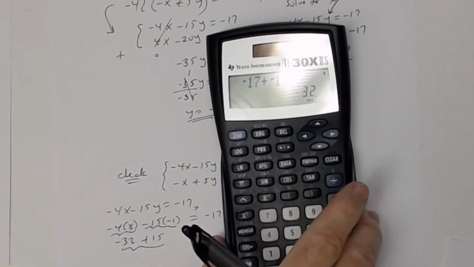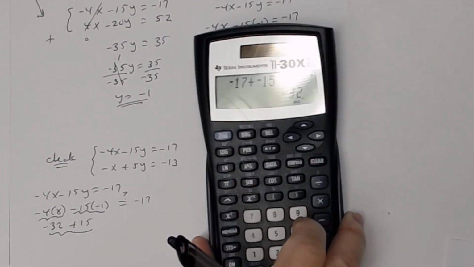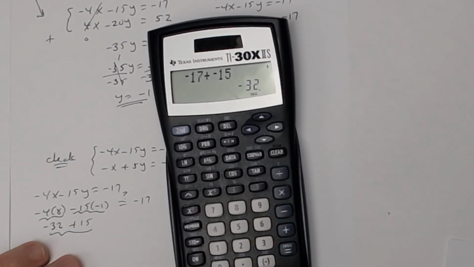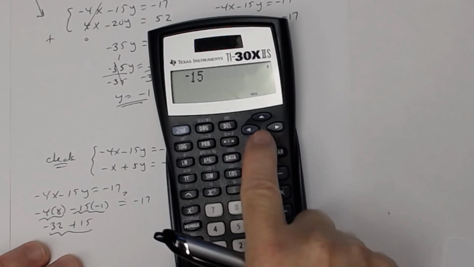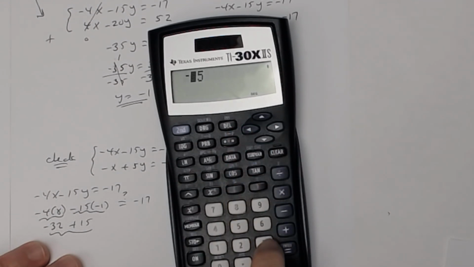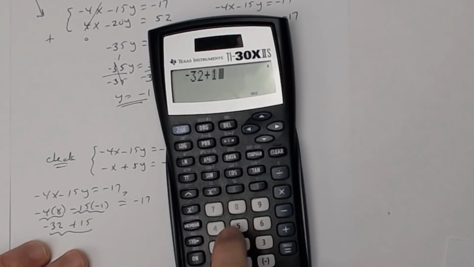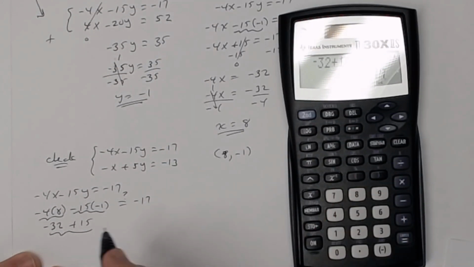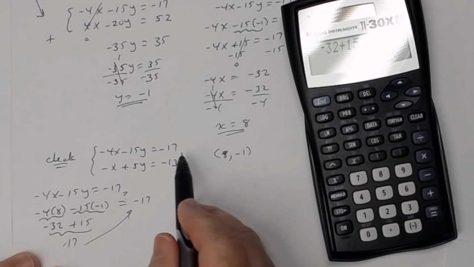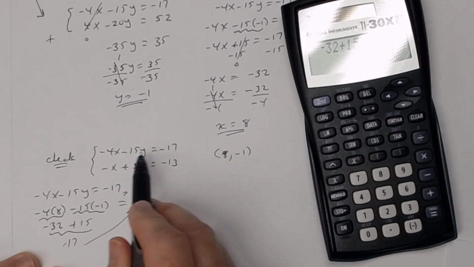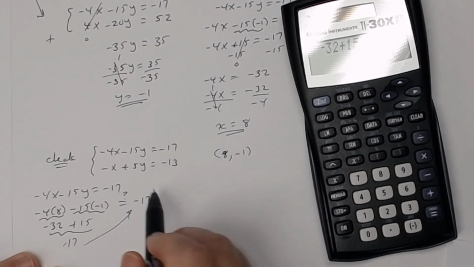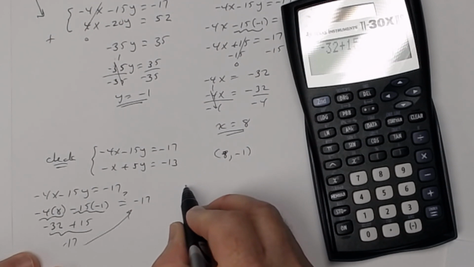If you do that, you're going to say negative 32 plus 15 equals negative 17. All right, and that's what you wanted. So this solution satisfies the first one, but you got to check the second one. You have to do both. All right, so let's go to the second one.